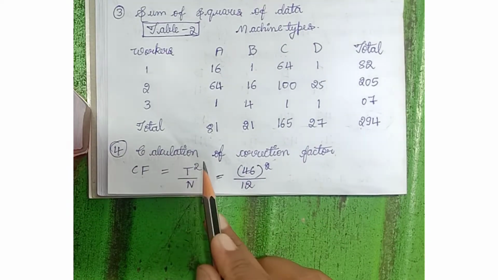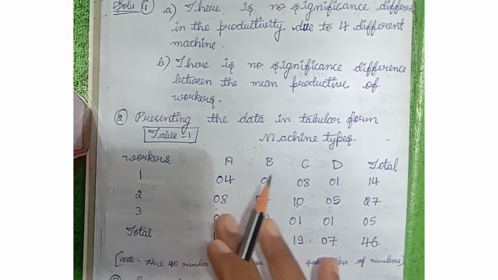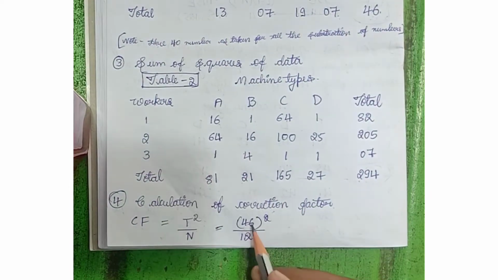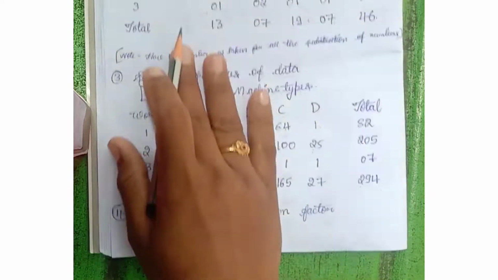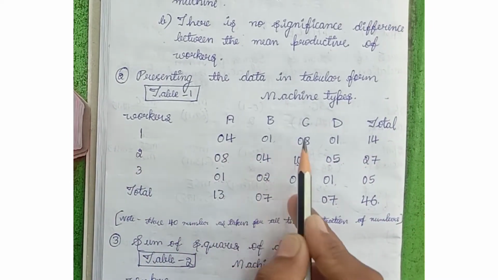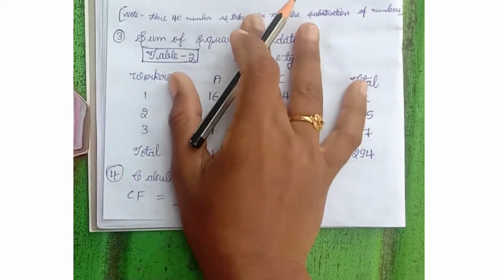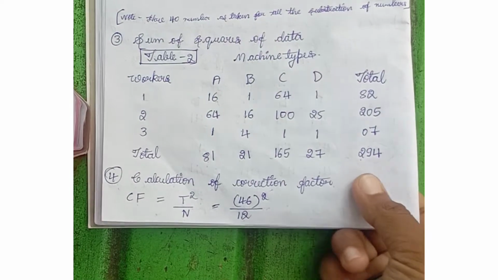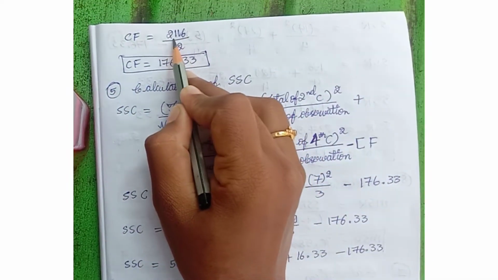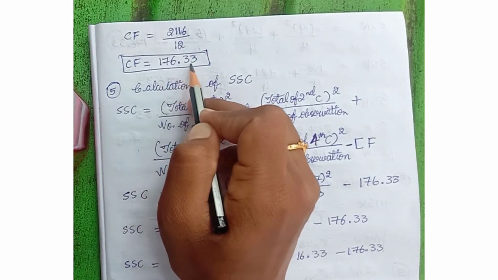The correction factor is equal to T square divided by N. We take the total of the first table, which is 46. So 46 square divided by 12. Why 12? Because we have 12 observations: 1, 2, 3, 4, 5, 6, 7, 8, 9, 10, 11, 12. So 46 square, that is 2116, divided by 12, gives the CF as 176.33.